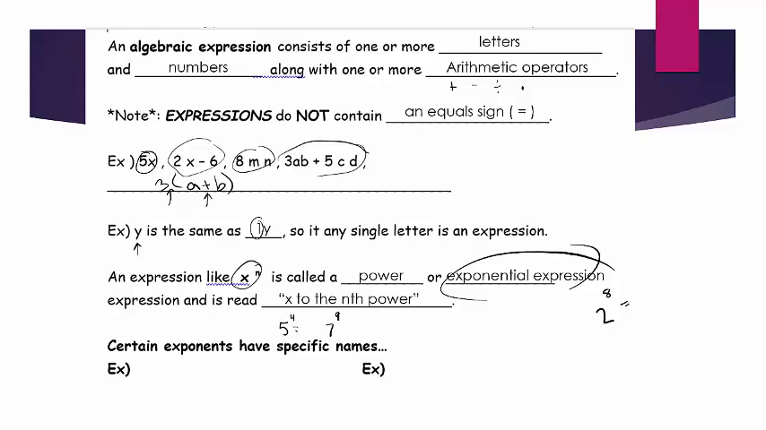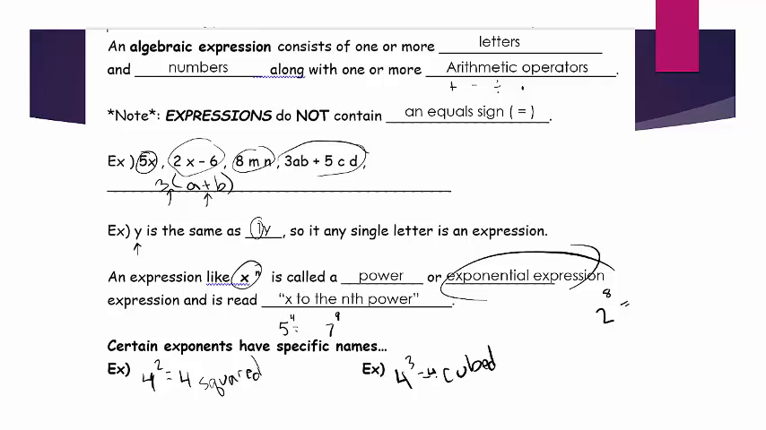There are 2 exponents that have specific names. So for example, if I have, let's say, 4 to the 2nd power, I can also say 4 squared. So we use that word a lot. 2nd power and squared are the same thing. And likewise, if you have 4 to the 3rd power, we call that cubed.